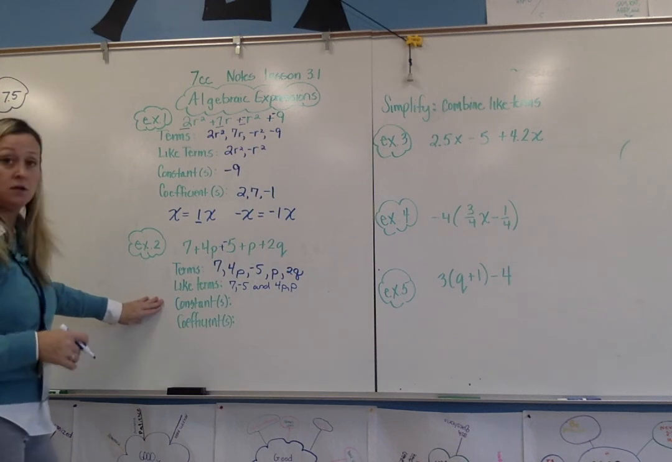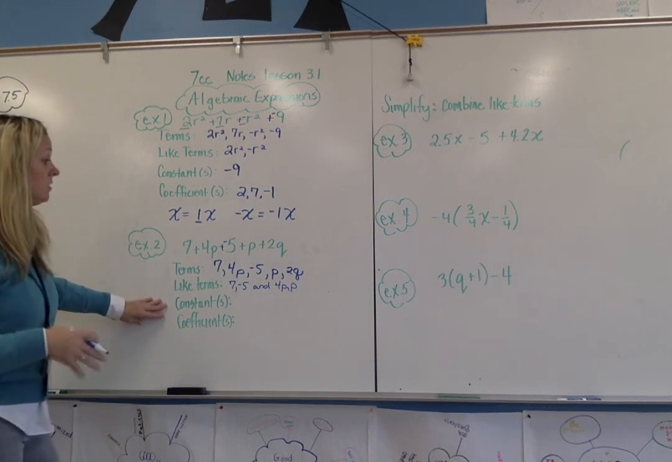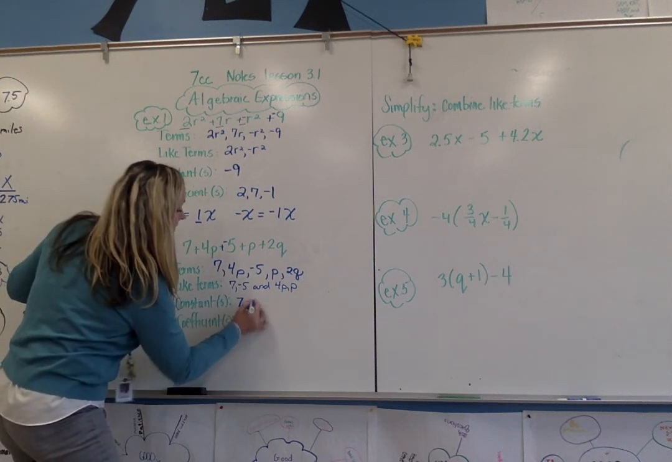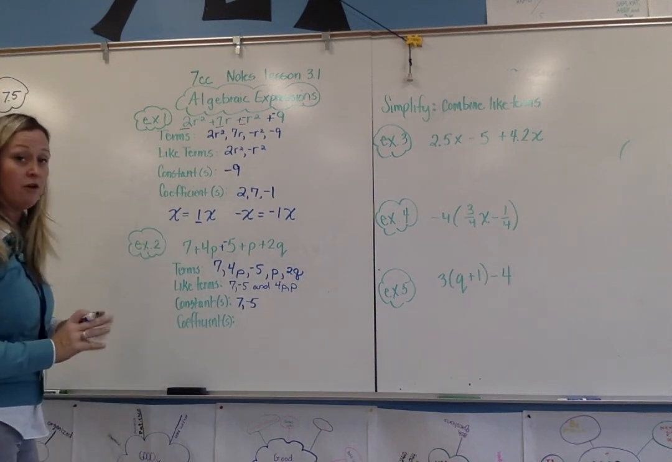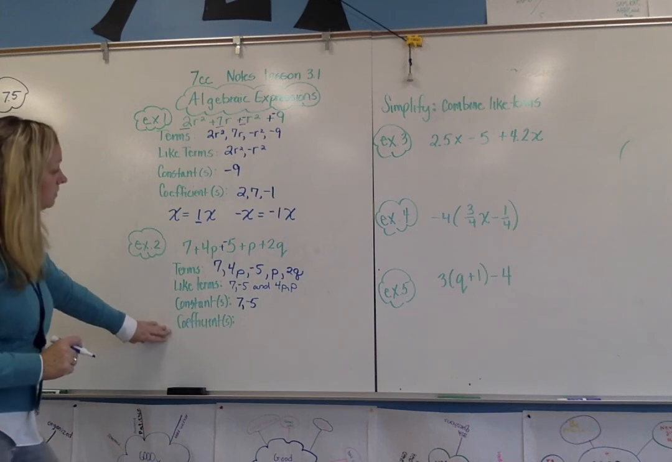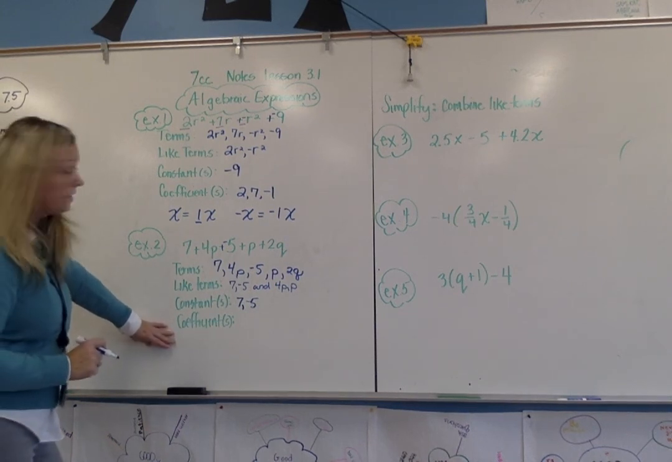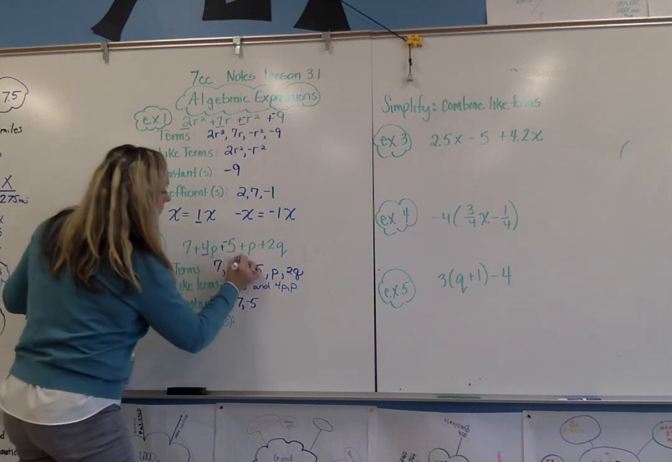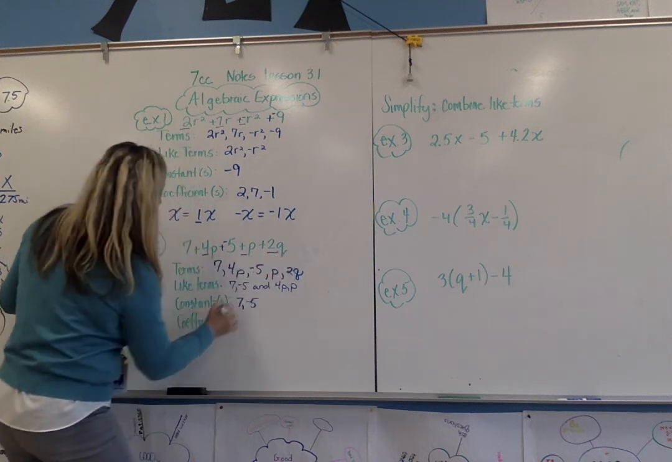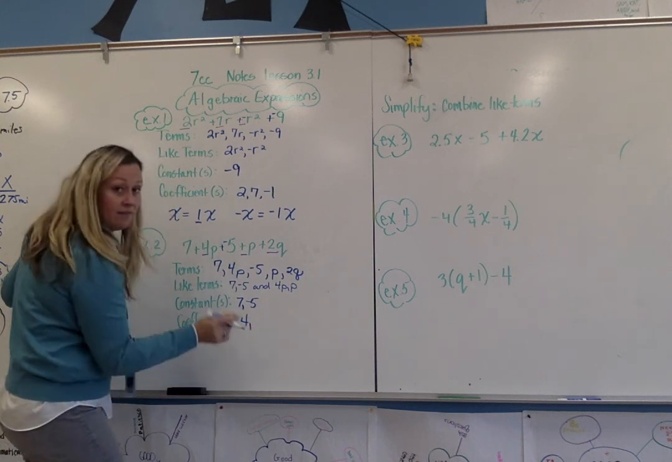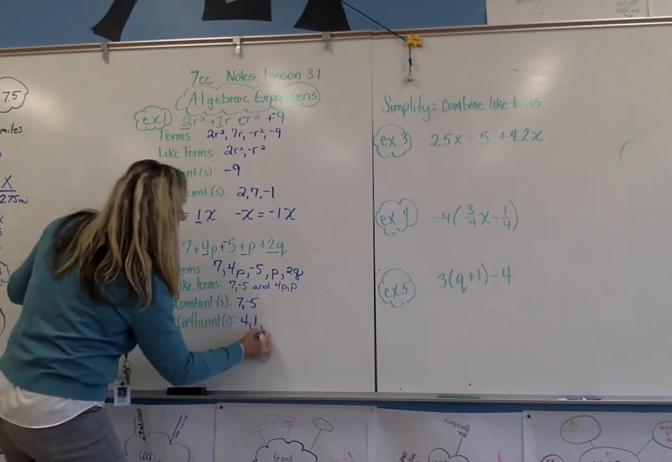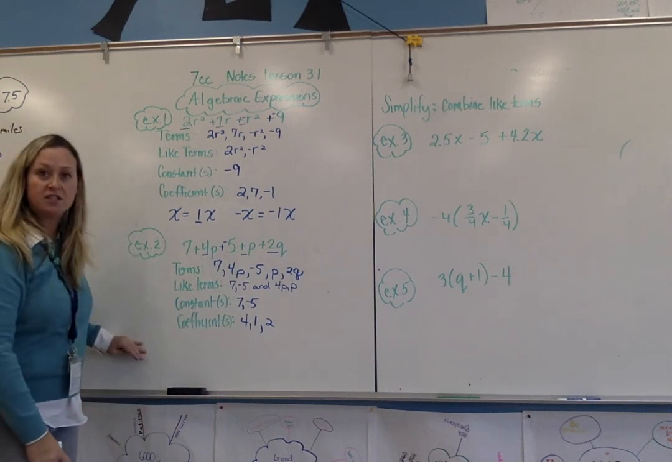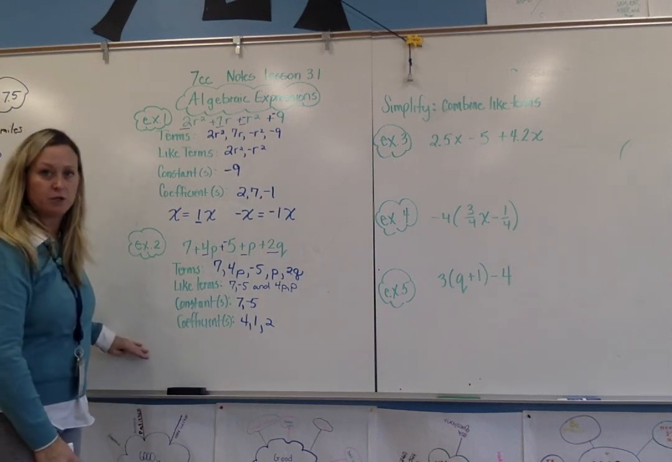Constants. The constant stands alone. Hi-ho, the Cheerio. No variables. 7 and negative 5 are constants. They stand alone without a variable. The coefficient, it is in front of the variable. I have a 4. I have a secret 1 that's not there, but I know it's a 1. And then I have a 2. You need to be able to identify these different vocabulary words as parts of an expression.